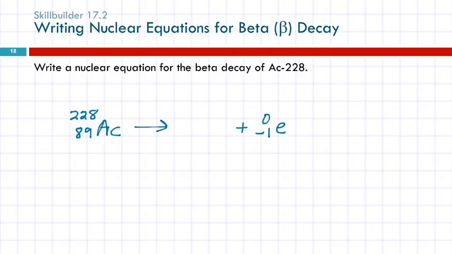We get those in place, and then we just do some simple math to figure out what the atomic number and mass number are for the daughter here. The mass number is easy because it doesn't change. And the atomic number actually goes up 1. So it goes from 89 to 90. 90 plus -1 equals 89. So we find element number 90 on the periodic table. It's thorium, Th. Any questions?